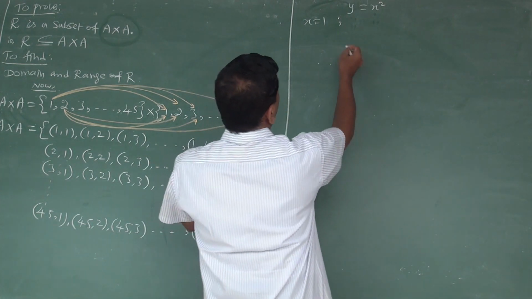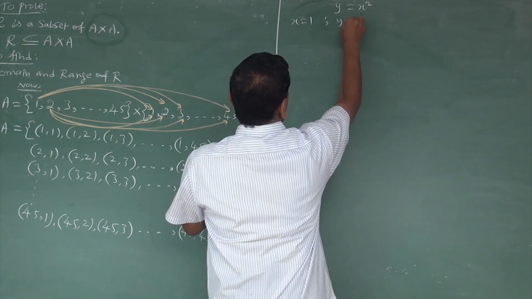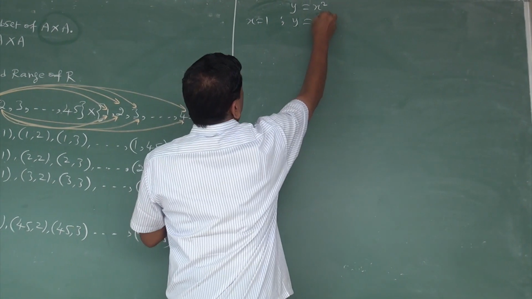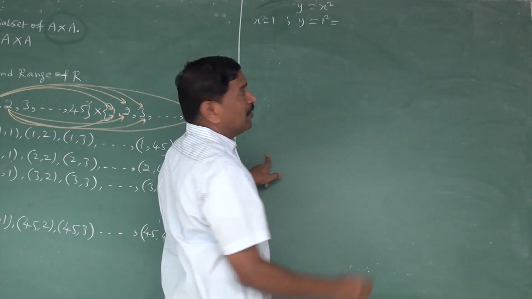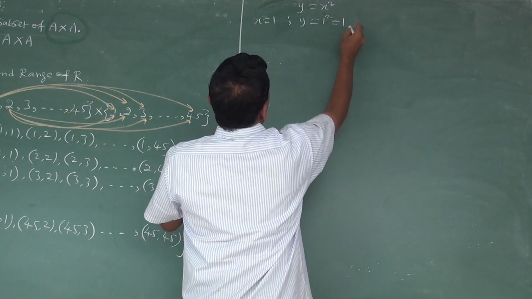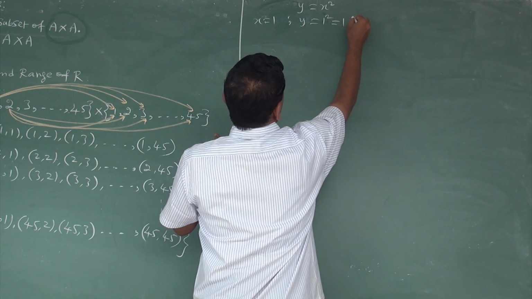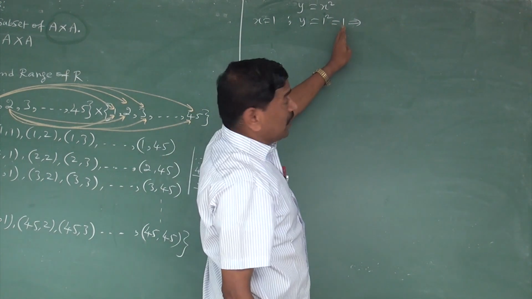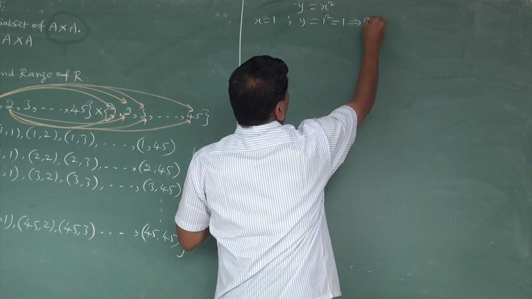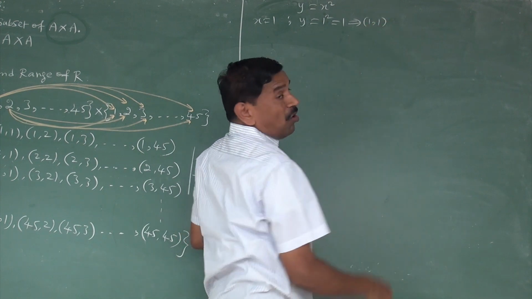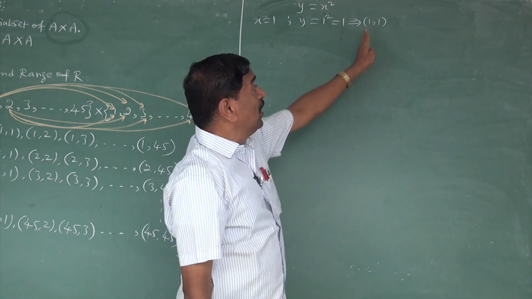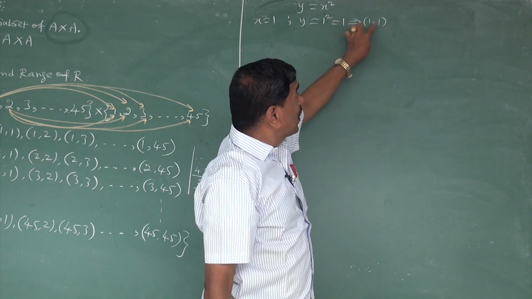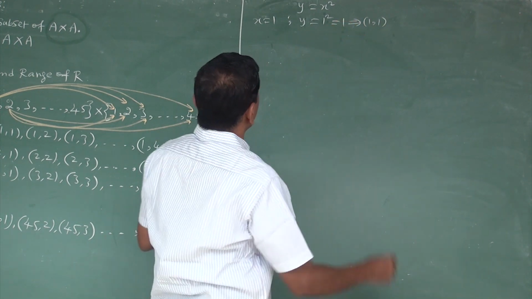Okay, start yourself. When x equal to 1, y equal to 1 square. 1 square is equal to 1. Which implies when x equal to 1, y equal to 1. Therefore the ordered pair is 1, 1. Which means 1 is related to 1. And it is of the form 1, 1 square. That's all. Okay, now start.